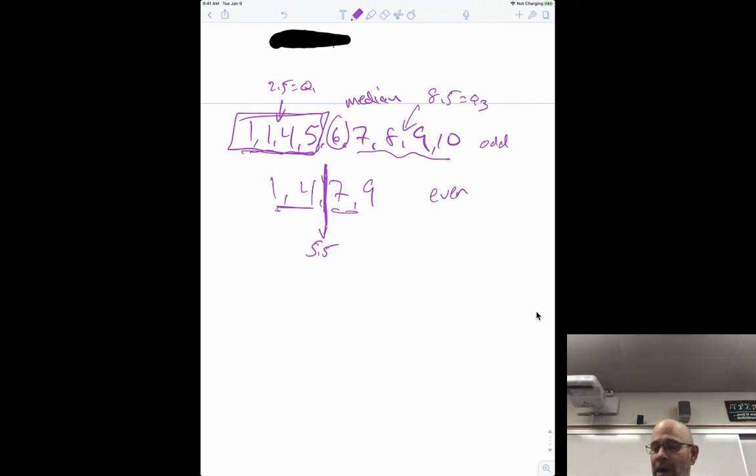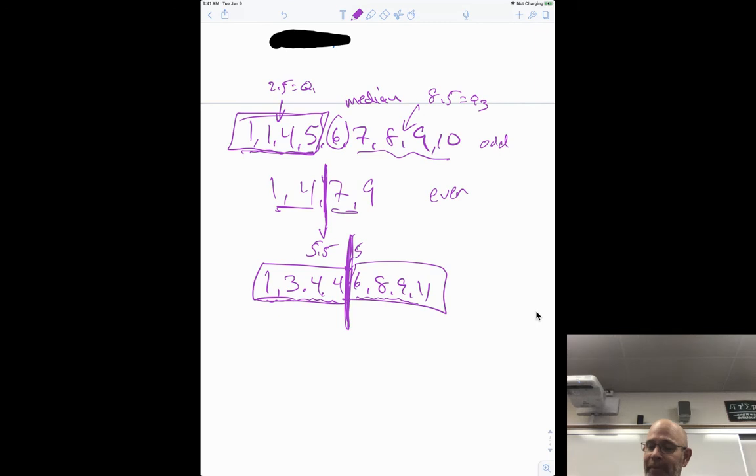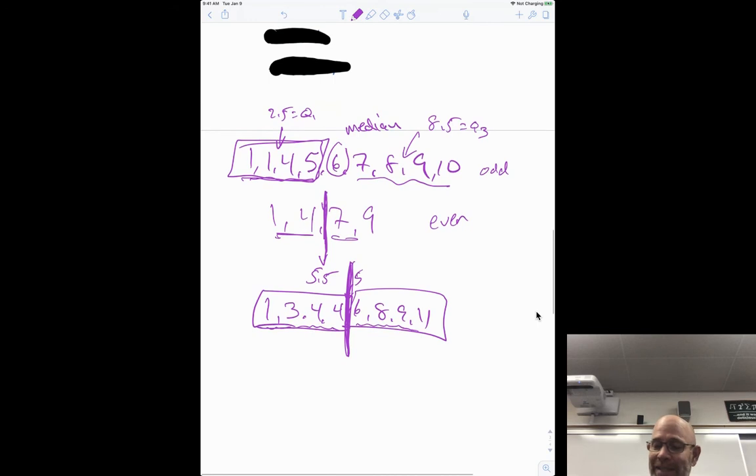Okay. On this particular one, let me put in a couple more terms. 1, 3, 4, 4, 6, 8, 9, 11. That's 1, 2, 3, 4, 5, 6, 7, 8 numbers. So notice the median is the 5. When I do that, now to find the quartiles, I find the median of each half, just like up here, though the median does not get counted on either side.